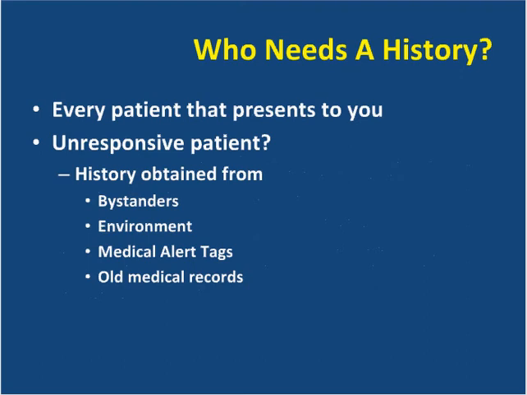Some patients will have medical alert tags, things that they wear around their wrist or neck that tell you something about their medical history. And those are there usually to give information if the patient is unresponsive. So a wrist medical alert tag that says diabetic in an unresponsive patient makes you think that they're having a problem with their diabetes. Finally, for some patients, you'll have old medical records that you can look at.